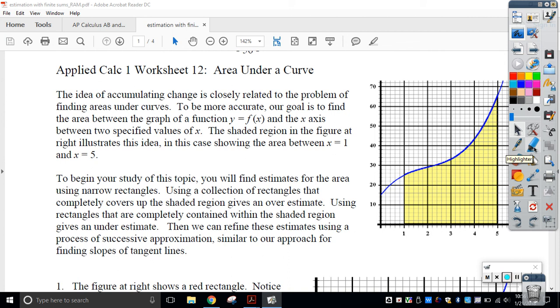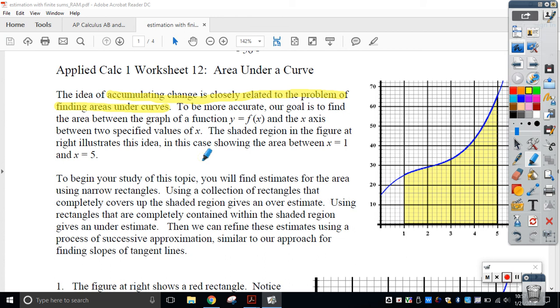I know a lot of times you might skip the introductory paragraph of something your teacher gives you, so I just want to draw your attention to some things. The idea of accumulating change is closely related to the problem of finding areas under curves. And so integration focuses on this accumulation of change. This could relate to an accumulation of change in temperature or in money, and also these curves and areas can be expanded to finding the volume of an odd-shaped solid. And again, it's the accumulation of the change under the curve that gets you there. So that's why this is so important.